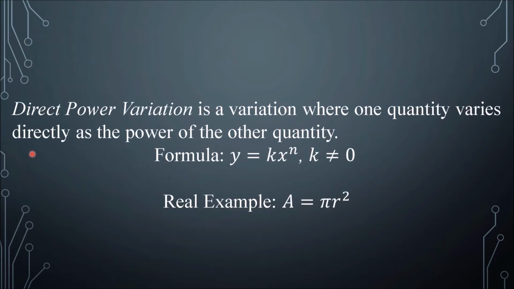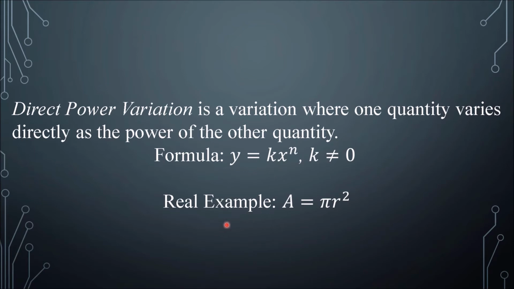Let's have direct power variation. This is a variation where one quantity varies directly as the power of the other quantity. So the formula is y is equal to k x raised to n, where k must not be equal to 0. And k here is the constant of variation.